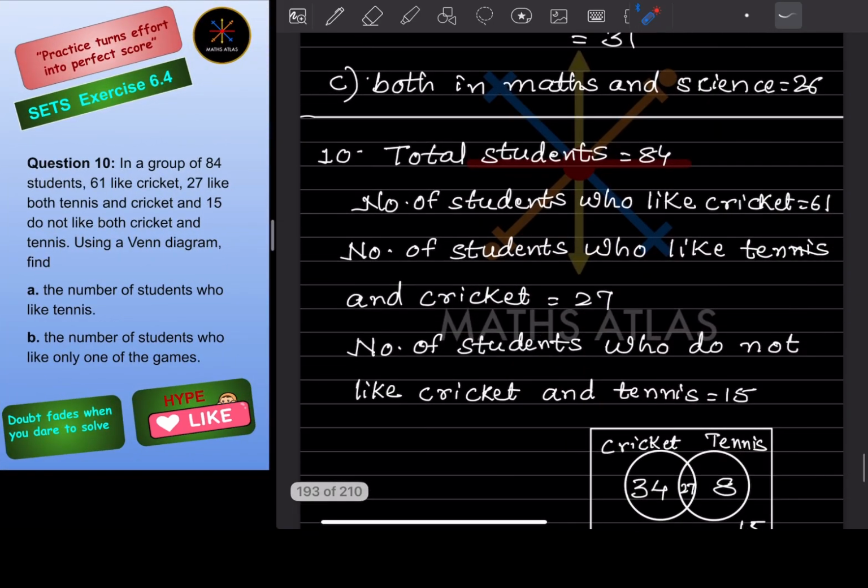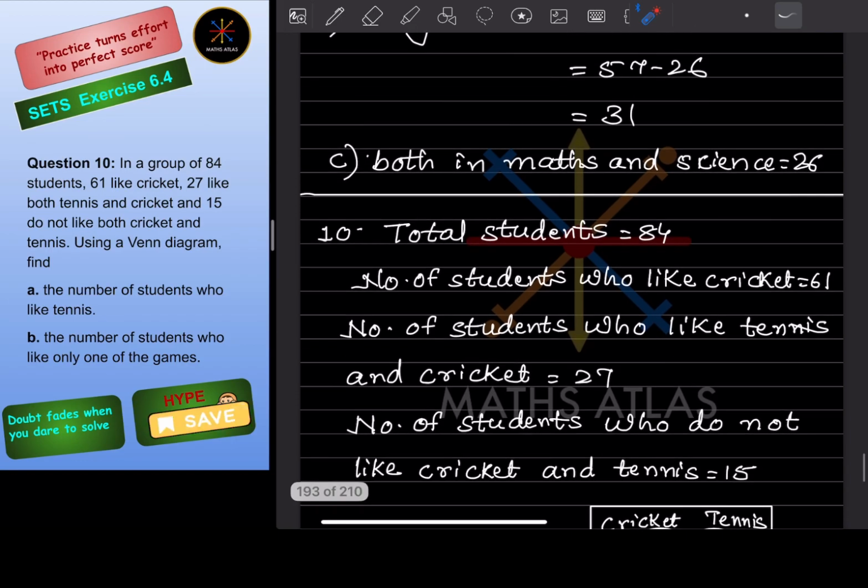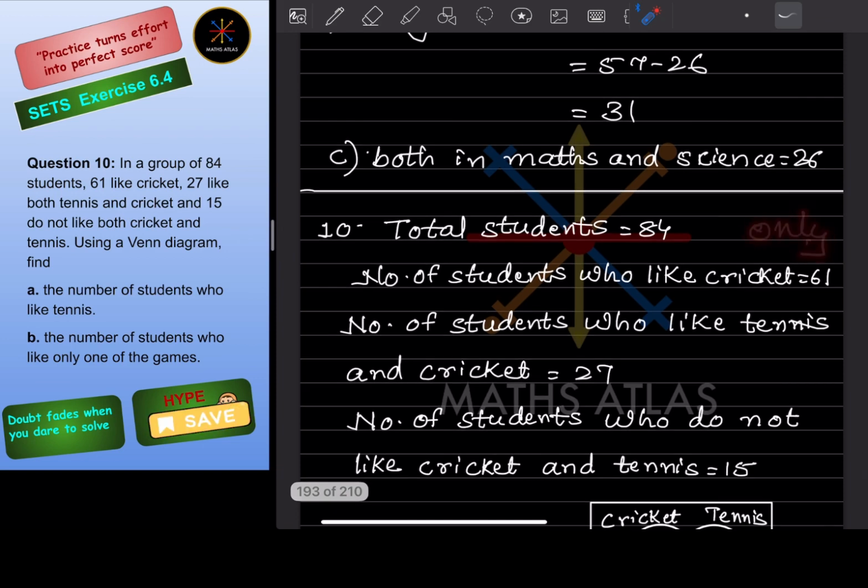So the next one says: in a group of 84 students, 61 like cricket, 27 like both tennis and cricket, and 15 do not like either cricket or tennis. Using a Venn diagram, find the number of students who like tennis and the number of students who like only one of the games. The word only, I'll tell you what to do with that. Now here the total number of students is given as 84. The number who like cricket is 61, the number who like both tennis and cricket is 27, and the number who like neither is 15.